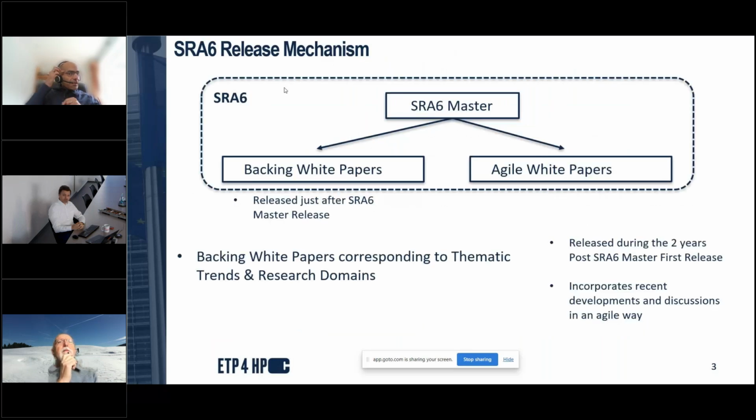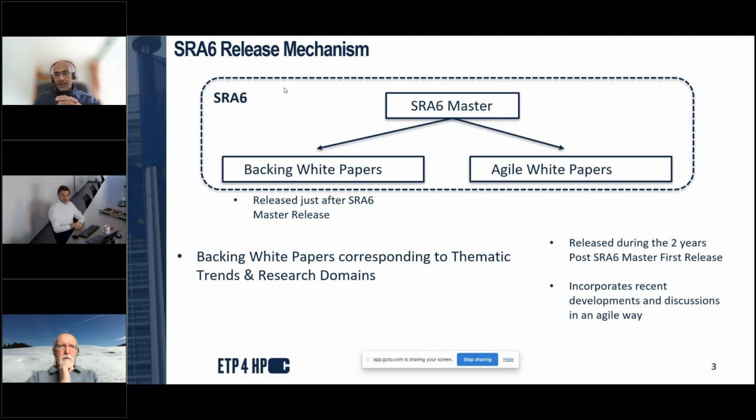So what we have done for SRA6 is that in the past we just used to have one very big document which covers all the topics, and we got the feedback that it was very unwieldy. So we now have a more concise SRA6 master, and then there are backing white papers that are released at the same time as the SRA6 master, with more information on the specific topics in the master.